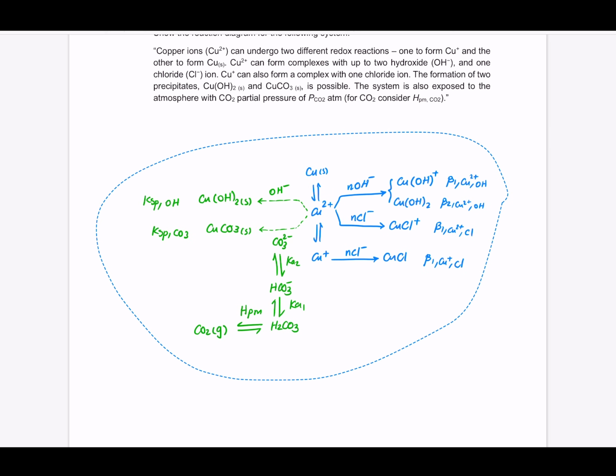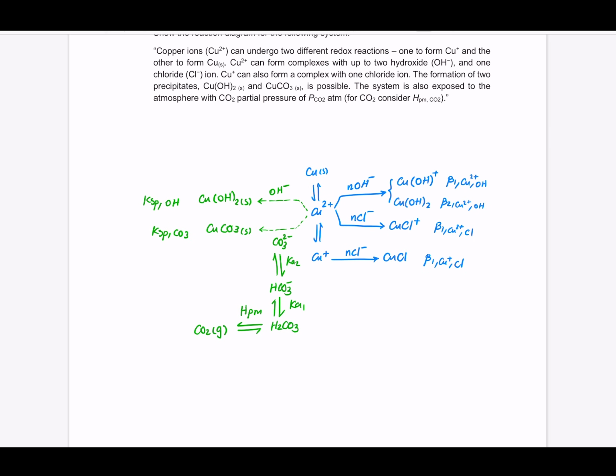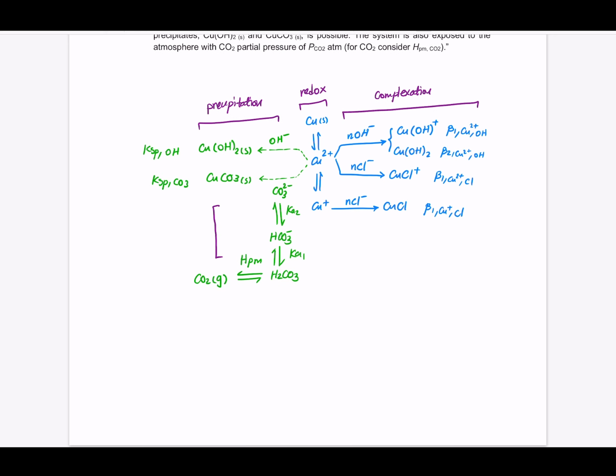So we just need to label the type of the reaction that we are dealing with. So this part is all about complexation. So they are all aqueous species. This is all about redox. This is all about precipitation. This part is about acid base. And this is about gas-liquid equilibrium.